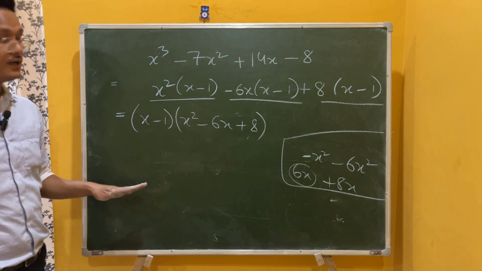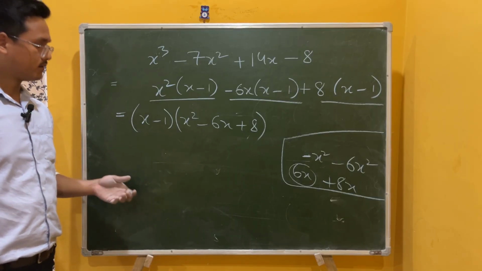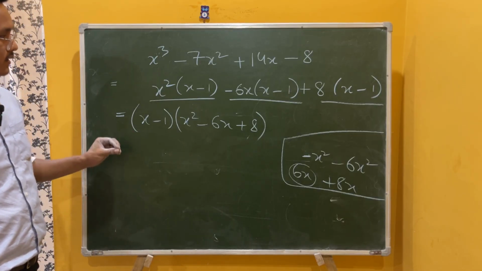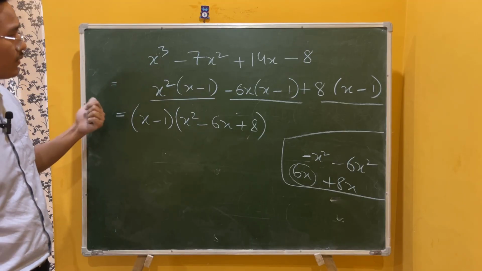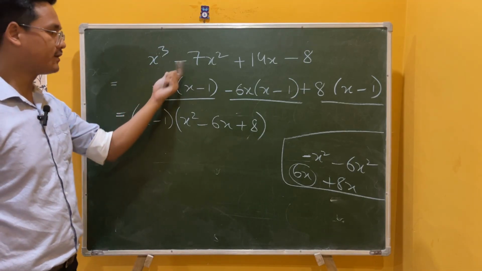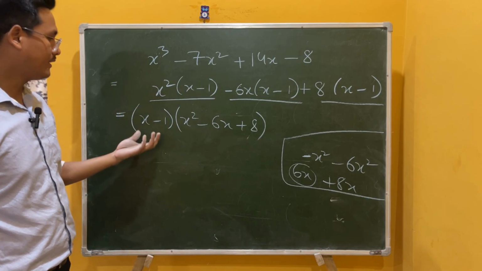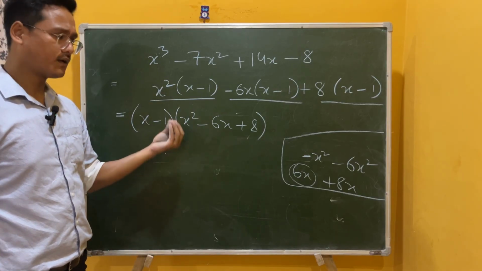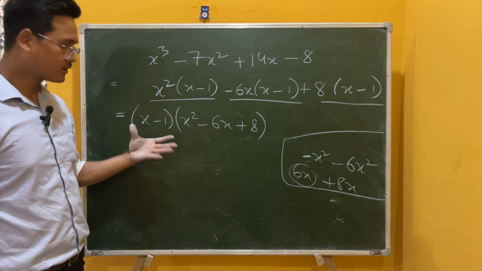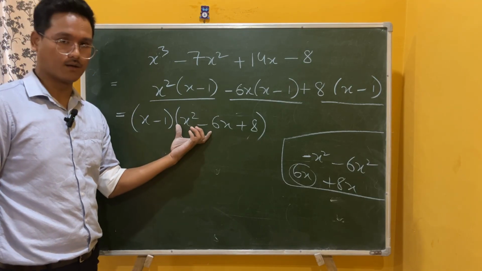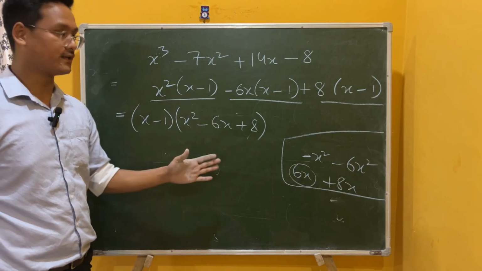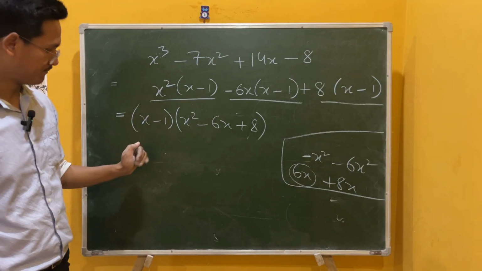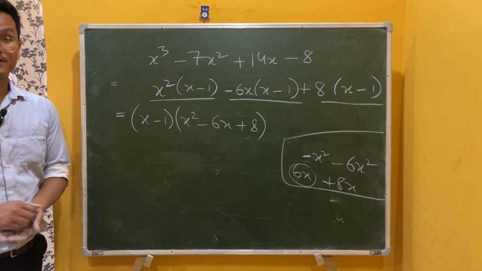So I hope you understood. So from our upcoming questions, we'll apply this method and find the other factor, which most of the time is going to be a quadratic polynomial, which we will further factorize. We won't do the long division method. So let's move on to another question.